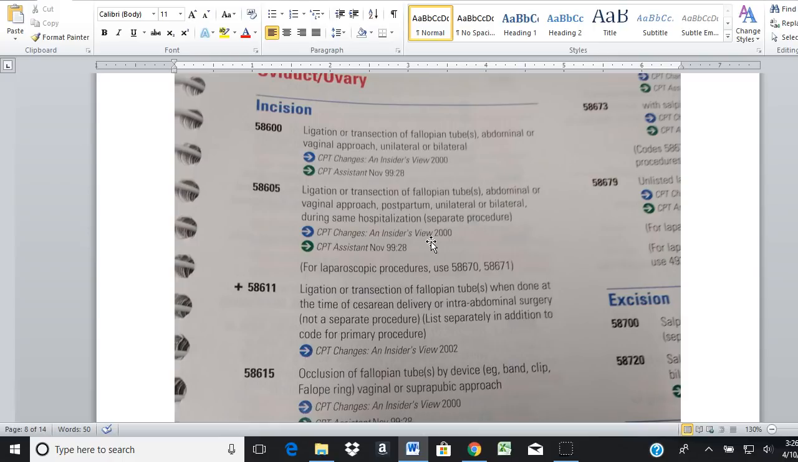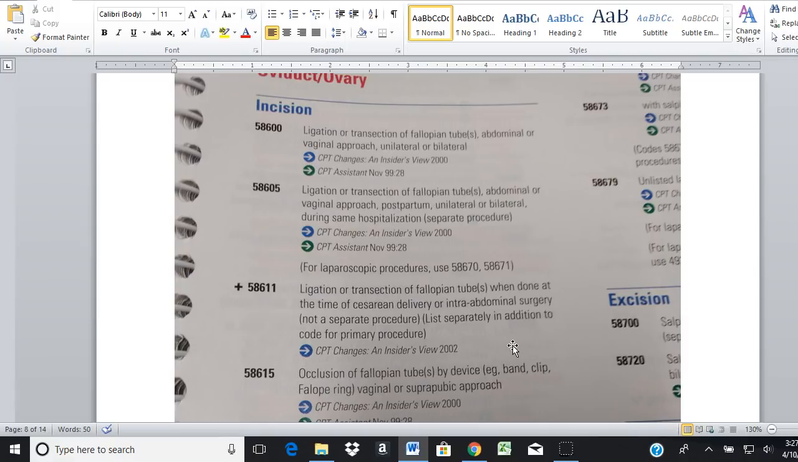So we need to be careful because this is just scheduling it, in general, during the same hospitalization as delivery. But be careful, 58611, ligation or transection of fallopian tubes when done at the time of cesarean delivery or intra-abdominal surgery. So this is when done after mom has had the baby, but before she leaves the hospital. 58611 is being done at the same time, so right after they do the cesarean delivery, but it also can be used for any other intra-abdominal surgery.